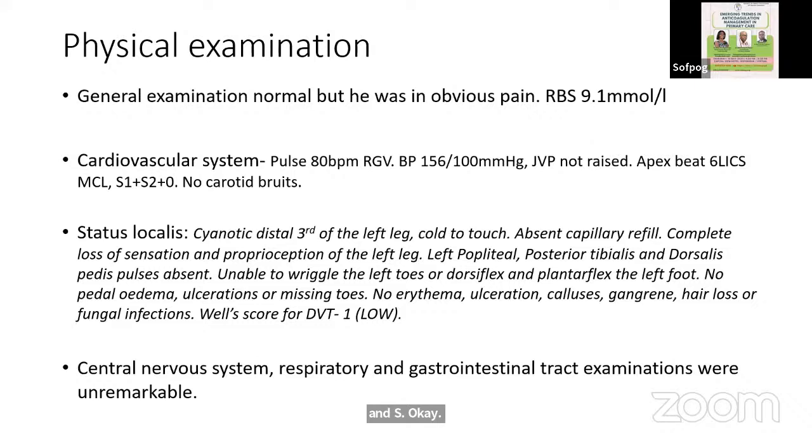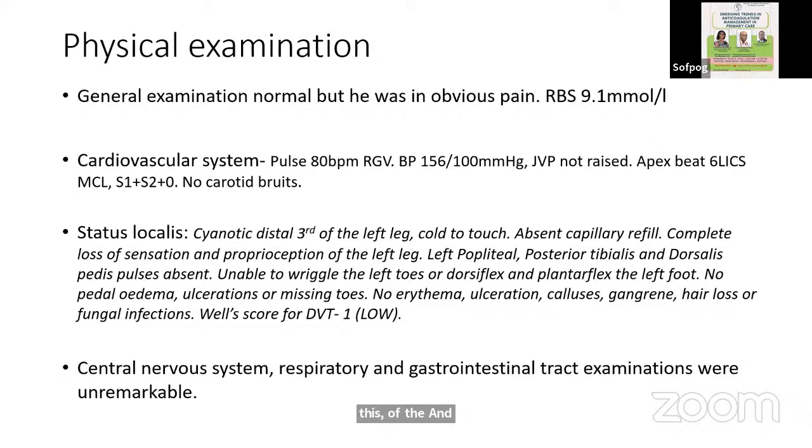saw him. When we did, general examination was unremarkable, but the patient was in obvious pain. His cardiovascular examination was also unremarkable, except his blood pressure, which was 156 over 100. Focus on the left lower limb revealed a cyanotic distal left leg that was cold to touch. There was no capillary refill. There was complete loss of sensation in the region that was affected.